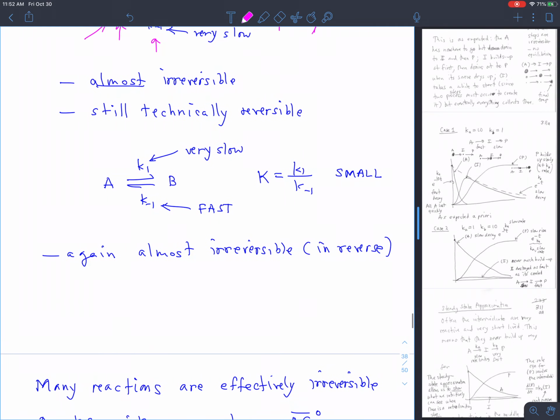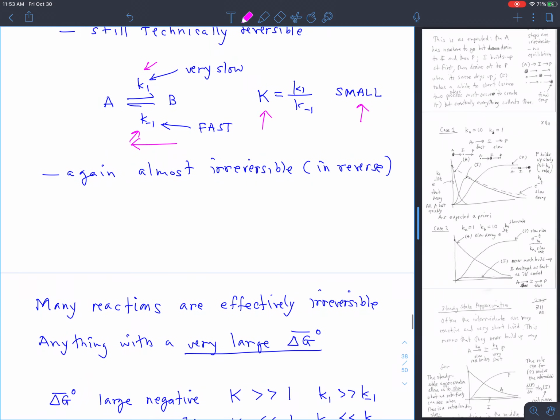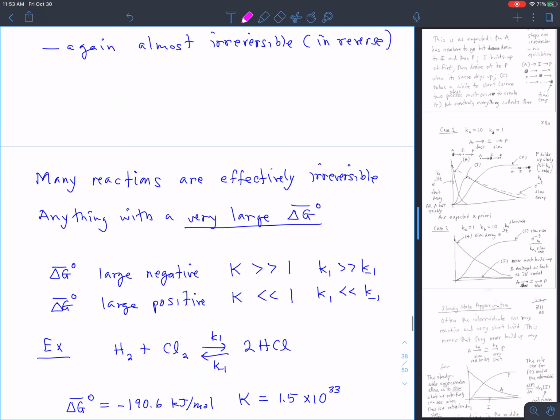And likewise, going the other way, if the forward reaction is very slow and the back reaction is very fast and the equilibrium constant is very small, then it will look like an almost irreversible reaction going backwards, even though it's truly a reversible reaction. All right.